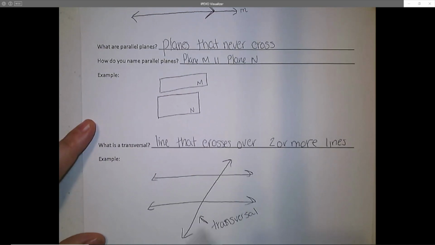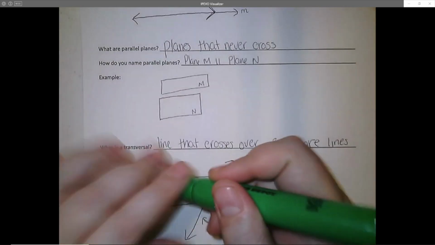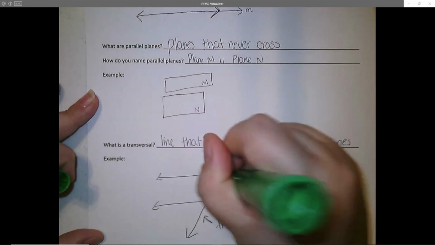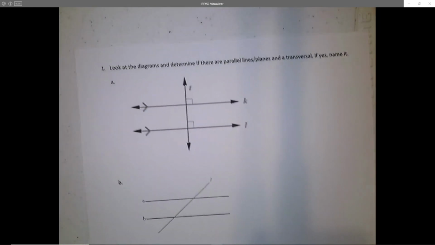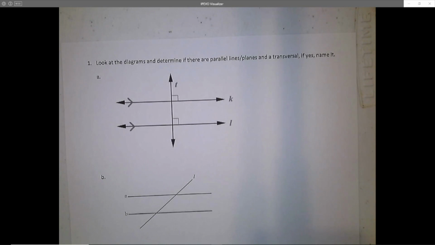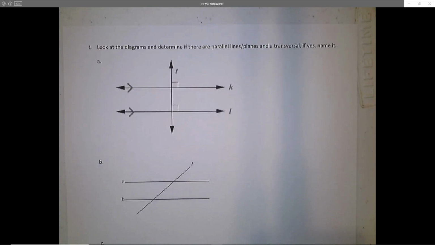A transversal is any line. It could be up and down. It could be side to side. As long as it crosses two lines, we can say it's a transversal. It crosses the bottom line at that green point that it is placed, and the second green point is where it crosses the other line. So let's go here. We're going to look at some examples here with the parallel lines and the transversals before we go any further. Looking at these diagrams, we're going to determine, do I have parallel lines and do I have a transversal, yes or no?